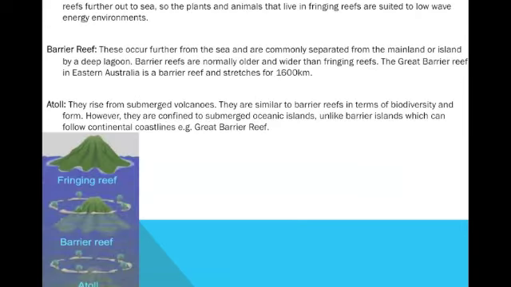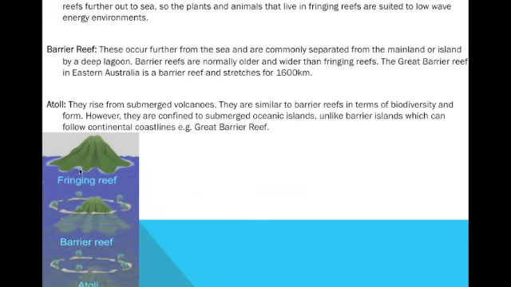What is a fringing reef? Well, fringing reefs circle or fringe the coastline or island. They are often protected by barrier reefs further out to the sea, so the plants and animals that live in fringing reefs are suited to low wave energy environments.